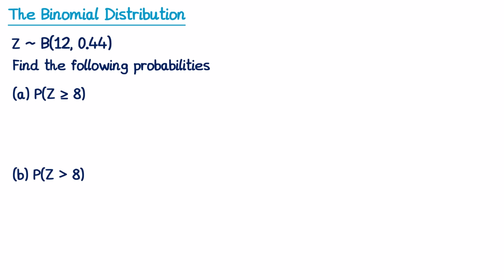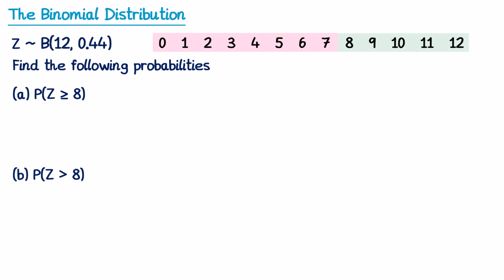The value of n for this distribution is 12, so it could take any value from 0 up to 12. Let's write those out. If we want the probability that z is greater than or equal to 8, we want any of the values that are 8 or more, so these values here. Now, another way of thinking about this is we don't want these values here. So instead, we could work out the probability of getting from 0 to 7, and subtract this from 1 to work out the probability of getting from 8 to 12. This means we could rewrite this calculation as 1 subtract the probability that z is less than or equal to 7, which we do know how to calculate with the calculator.